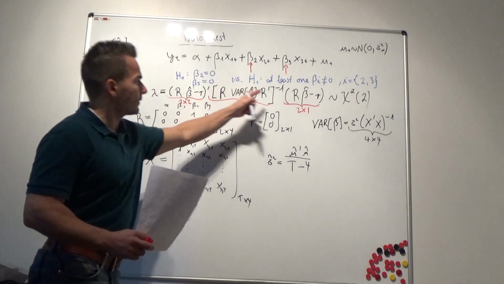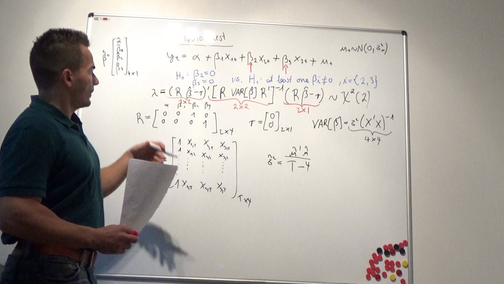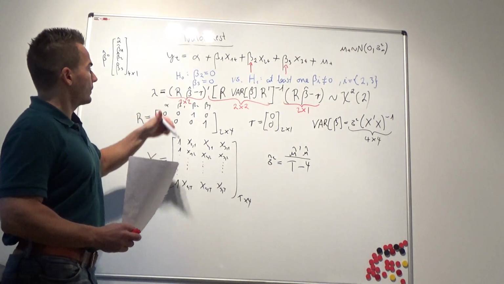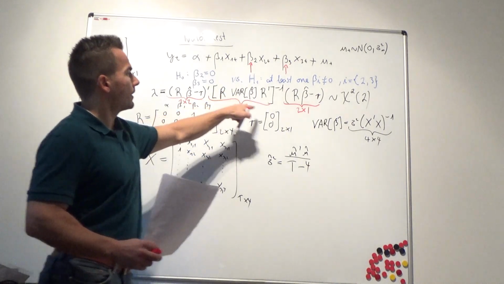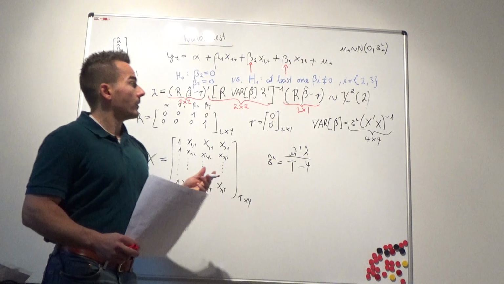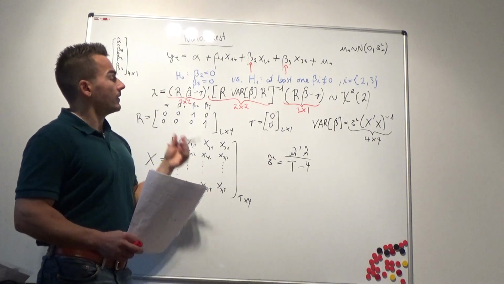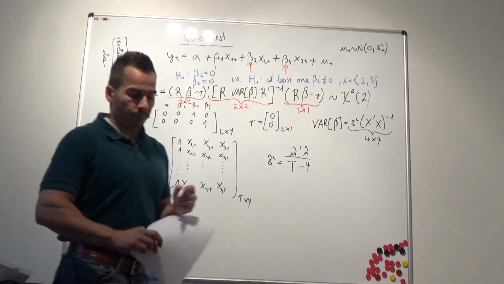Then of course this expression here would expand. If we have 3 restrictions, for instance, then this guy here would be 1 by 3, this guy would be 3 by 3, this guy would be 3 by 1, and again what would come out is a random number that is then distributed under the null hypothesis with 3 degrees of freedom. Okay?